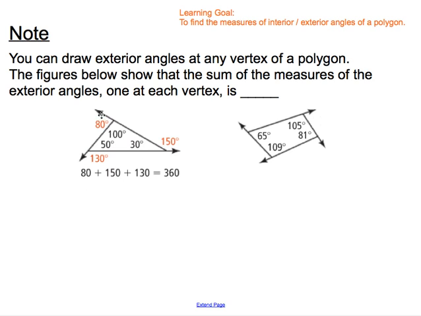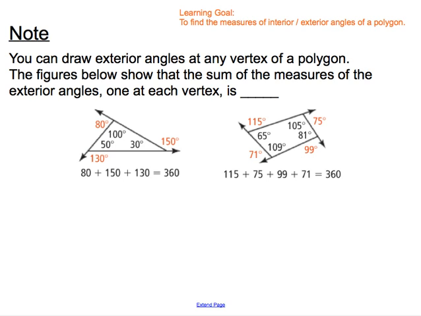Let's try it with a quadrilateral. Okay, we find a 115 degree exterior angle here. Here we have an exterior angle of 75. Here we have an exterior angle of 99. And finally, the 109 degree angle has an exterior angle of 71. So we take the 115, the 75, the 99, and the 71 and add them together. It comes out to 360.